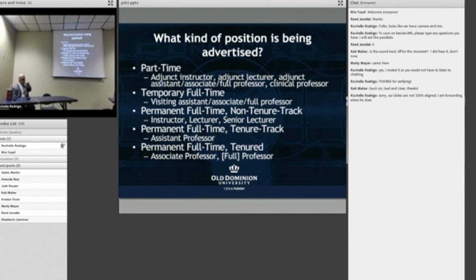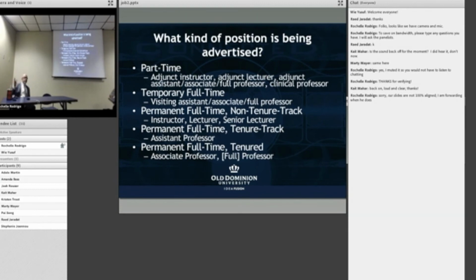And the kinds of titles will generally be a clue as to whether it's full or part-time, or now with searchable websites, you can filter out full-time from part-time, et cetera. So anything with the term adjunct, instructor, lecturer, even through the ranks of assistant, associate, full professor, and generally clinical professors are part-time positions.